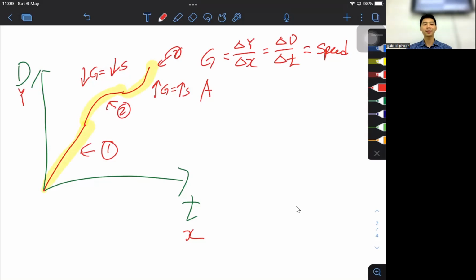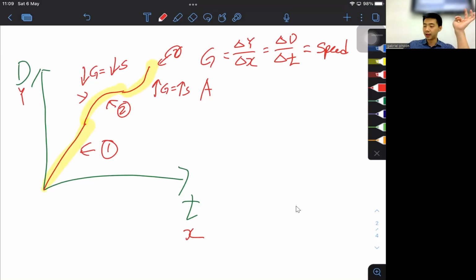Anyways, if they ask you to describe these two parts here, you must first mention that the speed is changing. Then you should say that the speed is either decreasing or increasing based on the gradient. Obviously, in this part here, you'll say that the speed is decreasing because the gradient is decreasing. And in this part here, you'll say that the speed is increasing because the gradient is increasing.